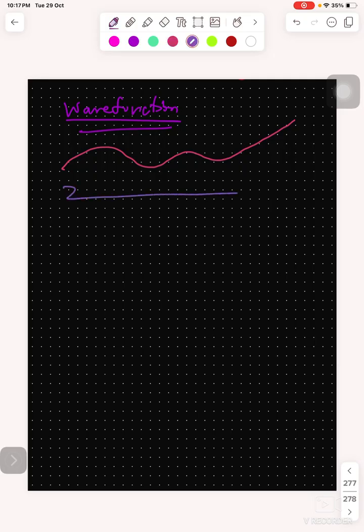It's the same thing for the wave function. What is a wave function? A wave function looks like this, right? It's a wave. What this wave shows is that each height gives the probability of the particle being there, right?